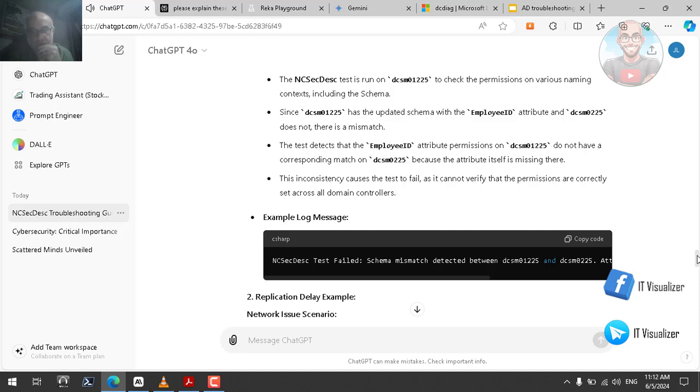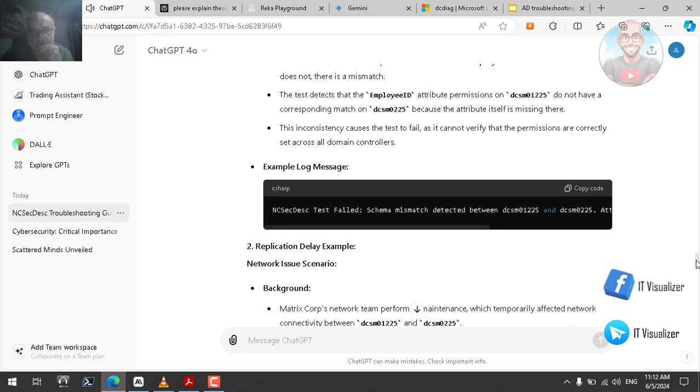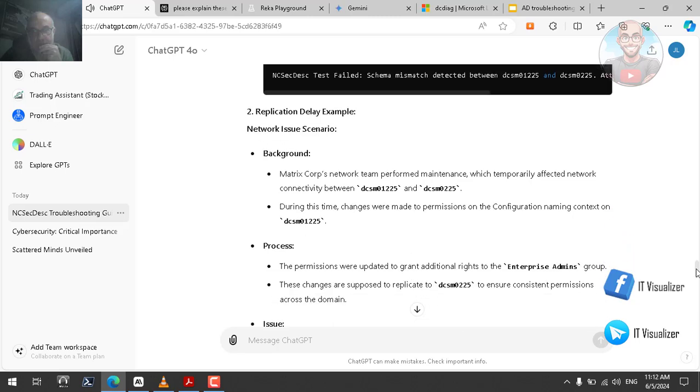Example log message. NC-SecDesc test failed. Schema mismatch detected between DCSM01225 and DCSM0225. Attribute Employee ID is missing on DCSM0225. 2. Replication delay example.